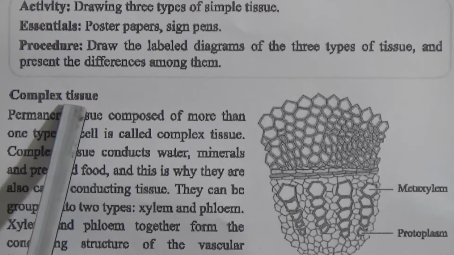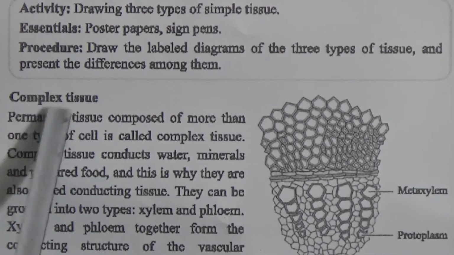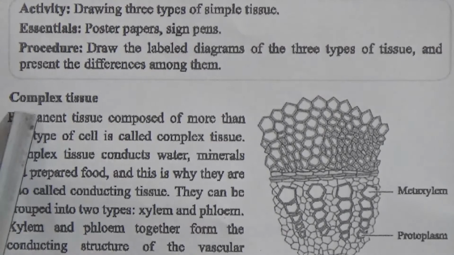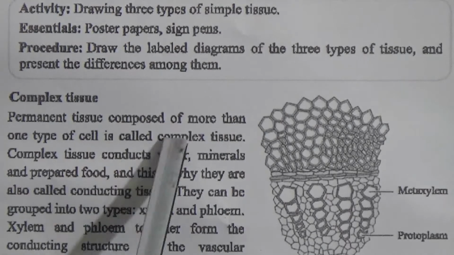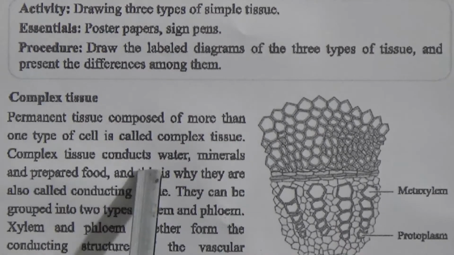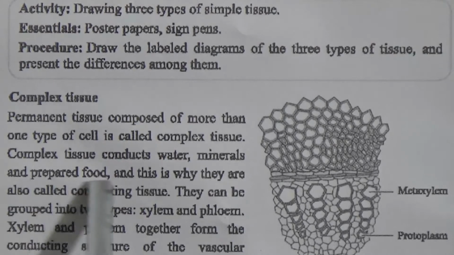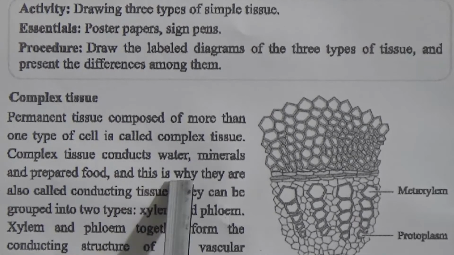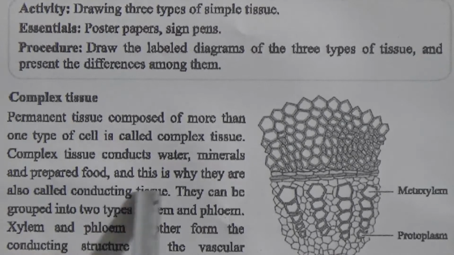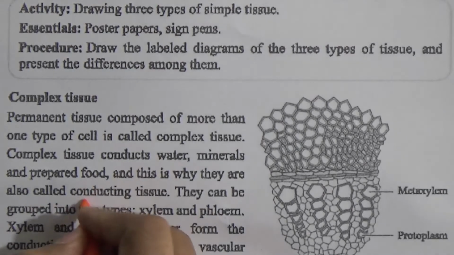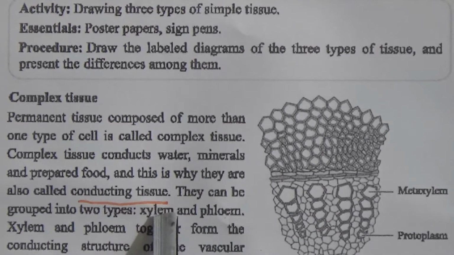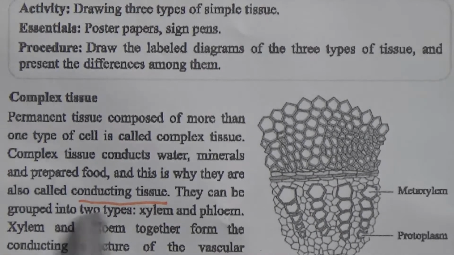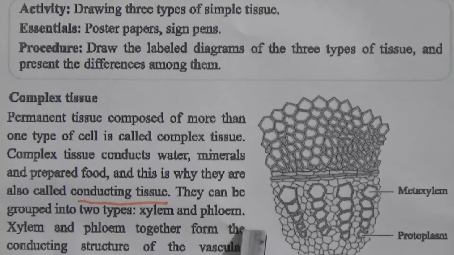We have already discussed the three types of simple tissue. Now we will go to the complex tissue. Permanent tissue composed of more than one type of cell is called complex tissue. Complex tissue conducts water, minerals and prepared food, and this is why it is also called conducting tissue. That means another name of complex tissue is conducting tissue. They can be grouped into two types. First one xylem, second one phloem.